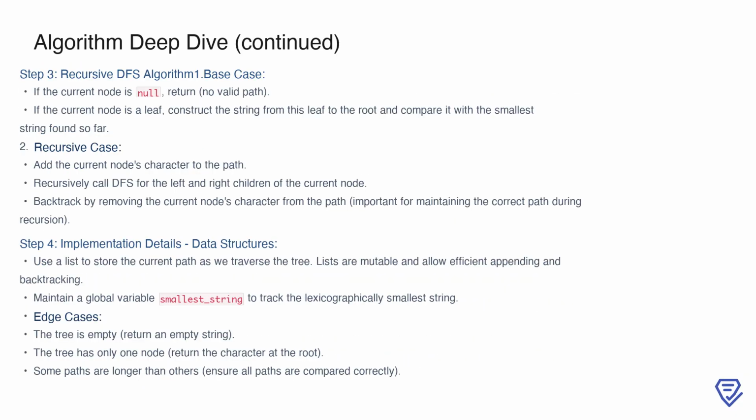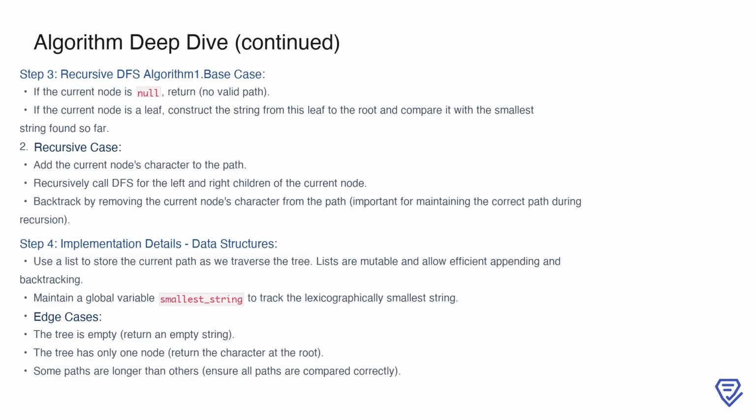To implement the algorithm, we can break it into two main parts, the base case and the recursive case. In the base case, if the current node is null, we simply return, as there's no valid path to explore. If the node is a leaf, we construct the string by reversing the path collected so far and compare it with the smallest string we've encountered. For the recursive case, we add the current node's character to the path, then make recursive calls to explore the left and right children. After processing both children, we backtrack by removing the current node's character from the path. This backtracking step is critical because it ensures that the path remains accurate as we traverse other parts of the tree.